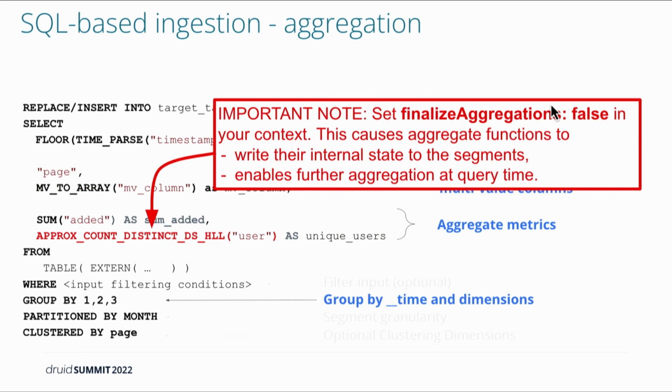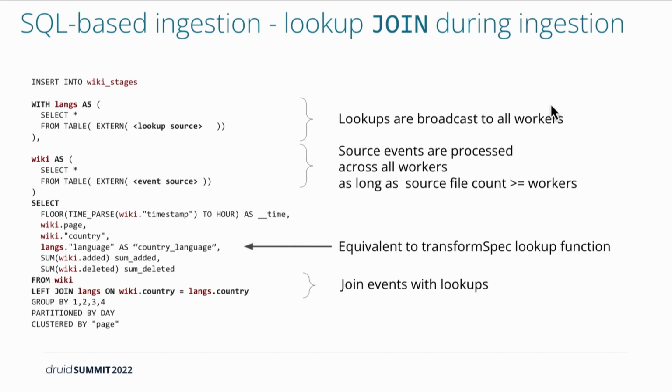Also, if you're using approximations, set the finalize aggregations to false in the query context. And what this will do is it'll store the internal state, so the theta sketch or the internal representation of that approximation algorithm in the segment files, which will enable further aggregation at query time instead of storing the result of that approximate calculation. Finally, SQL-based ingestion enables join operations at ingestion time.